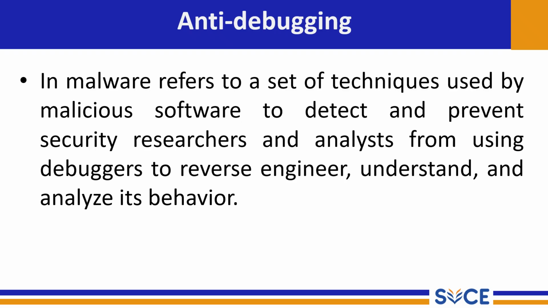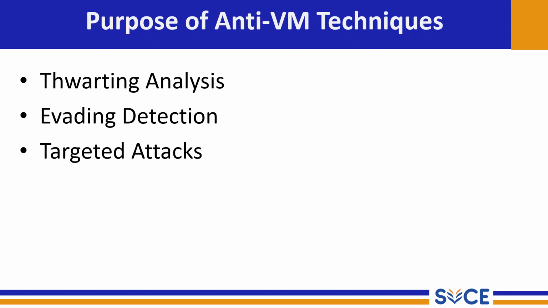The next slide discusses the purposes of anti-VM techniques. There are three such cases. First, thwarting analysis. Second, evading detection. Third, targeted attacks. So what is meant by thwarting analysis? Malware authors use anti-VM to prevent security analysts from easily studying their malicious code in isolated virtual environments like sandboxes or virtual machines.